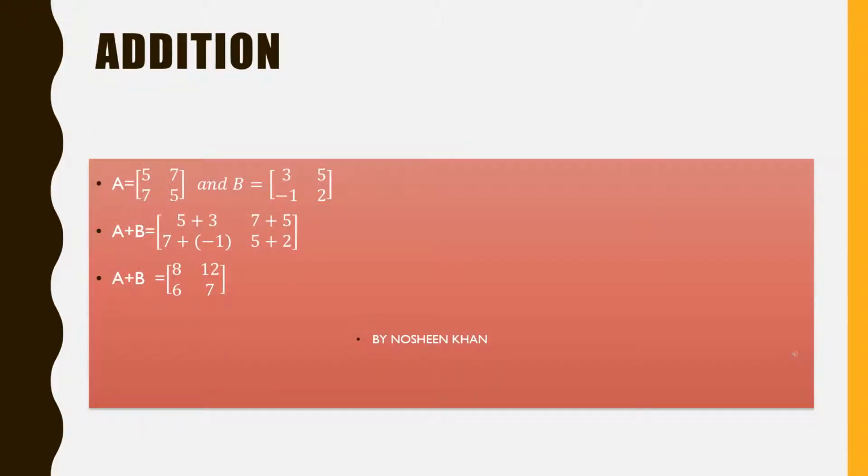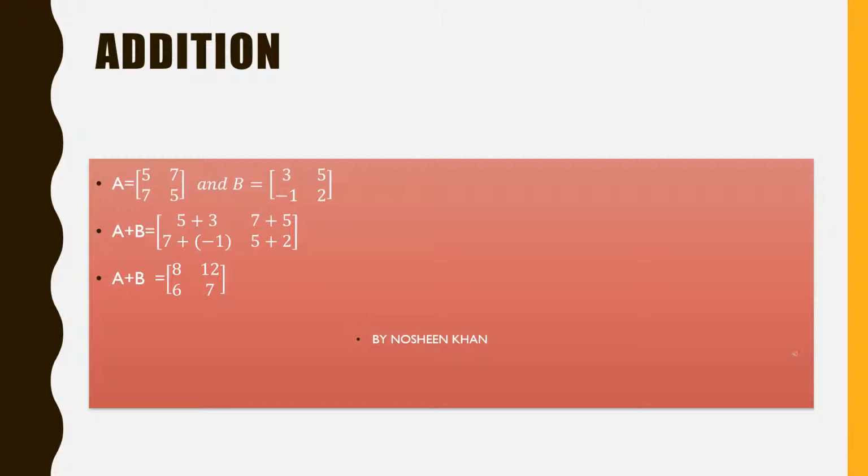Now here is an example. I put numbers instead of these variables. Now I have the first matrix A is equal to 5, 7, 7, 5, and the second matrix B is equal to 3, 5, minus 1, 2. Now I can add this by the method which I discussed in the previous slide. A plus B is equal to 5 plus 3, 7 plus 5, 7 plus minus 1, and 5 plus 2.